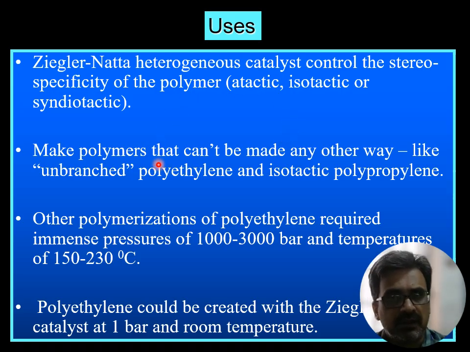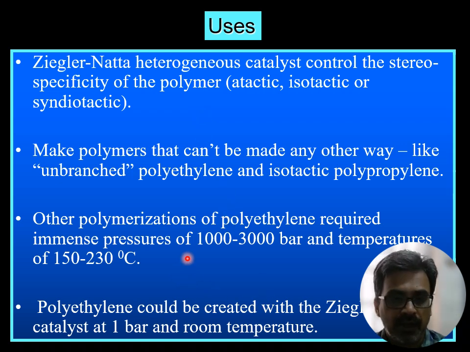And there are several uses of Ziegler-Natta controlled polymerization of polypropylene, and we can make especially isotactic and syndiotactic kinds of polymers, several of which are not easily possible with branching and so on. This polymerization can be used.